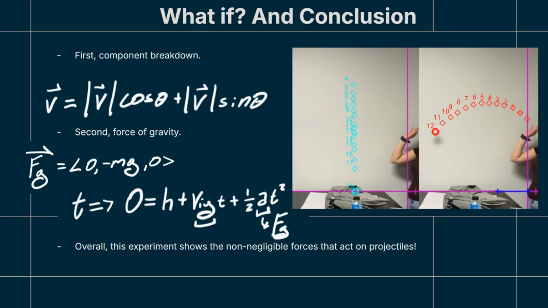And second, we know that the force of gravity is only acting in the y direction. And so we can derive t from this equation that we are given. And we see that the time will be greater solely because there will be nothing changing the time if there is a greater force in the y direction, since the x direction's force does not affect the time that is traveled. And overall, this experiment shows non-negligible forces that act on projectiles and was an enjoyable study to make.